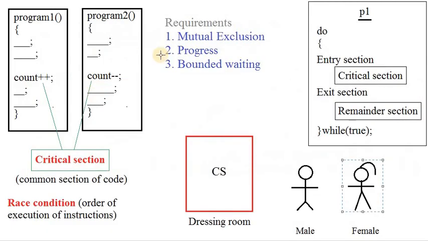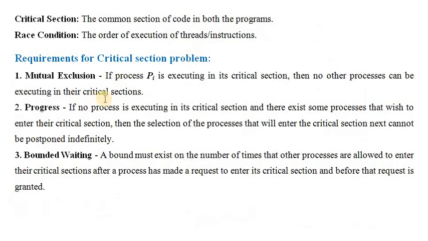And coming to the second requirement, that is progress. Let us see. If no process is executing in its critical section and there exist some processes that wish to enter their critical section, then the selection of the process that will enter the critical section next cannot be postponed indefinitely. So first let us understand. Suppose no process is executing in the critical section and there exist some processes that wish to enter the critical section.